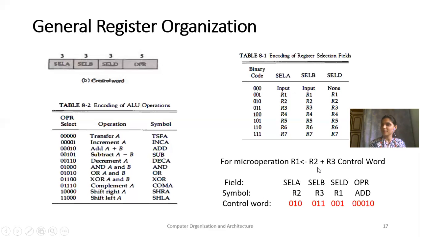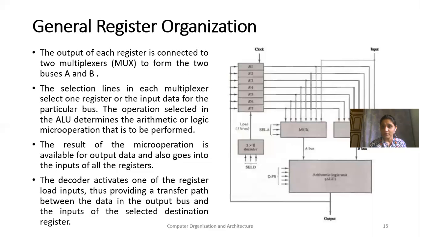For example, we have already seen that we are adding R2 and R3's content and going to store the result in the R1 register. So how can you represent this? Select A will be R2, select B will be R3, select D, where you are storing your result, is R1, and your operation is addition.